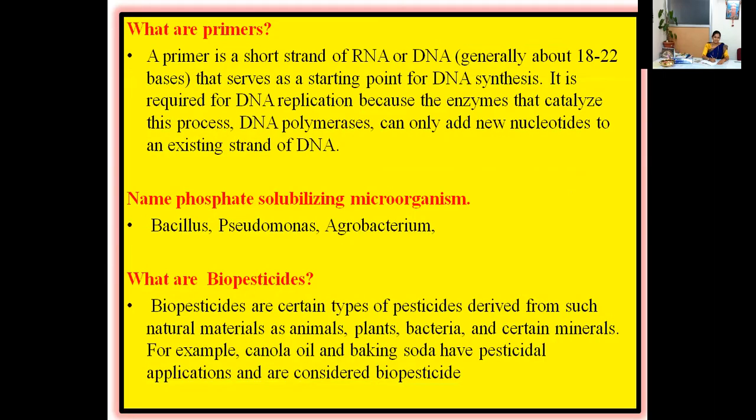What are primers? You will see these primers in PCR. A primer is a short strand of RNA or DNA, generally about 18 to 22 bases, that serves as a starting point for DNA synthesis. It is required for DNA replication because the enzymes that catalyze this process, the DNA polymerases, can only add new nucleotides to the existing strands of DNA if primers are present. These primers can be used in the PCR mechanism.